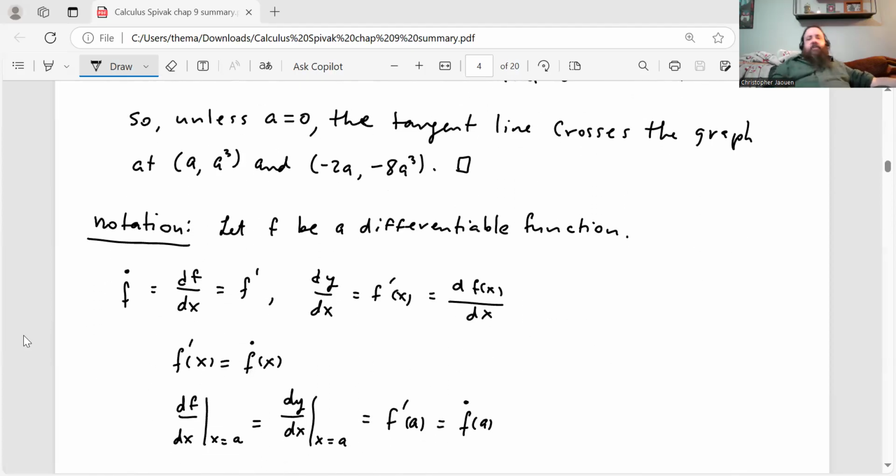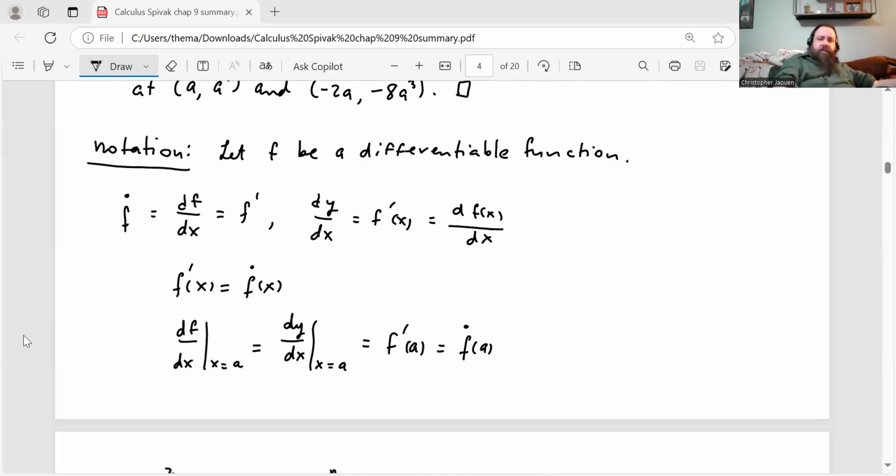Okay, there's a lot of notation that is used for the derivative of a function. I'm not going to go into detail here. All I'll say is that you should read Spivak's section on this because it's like 2 pages of him just explaining sort of little subtleties about the notation. But hopefully you've seen these types of notation before.